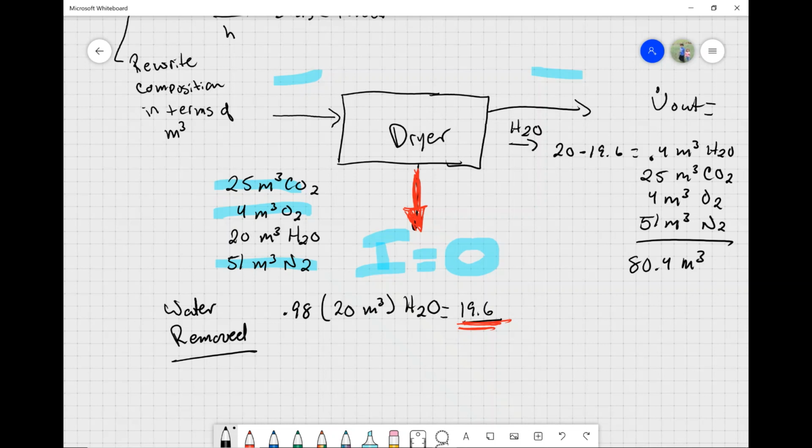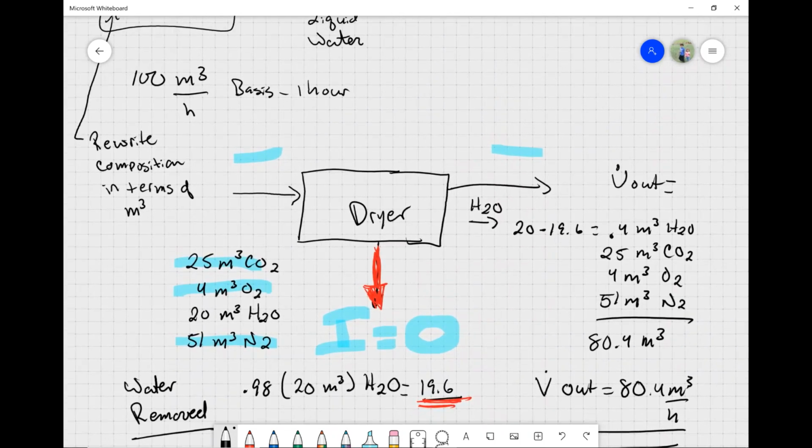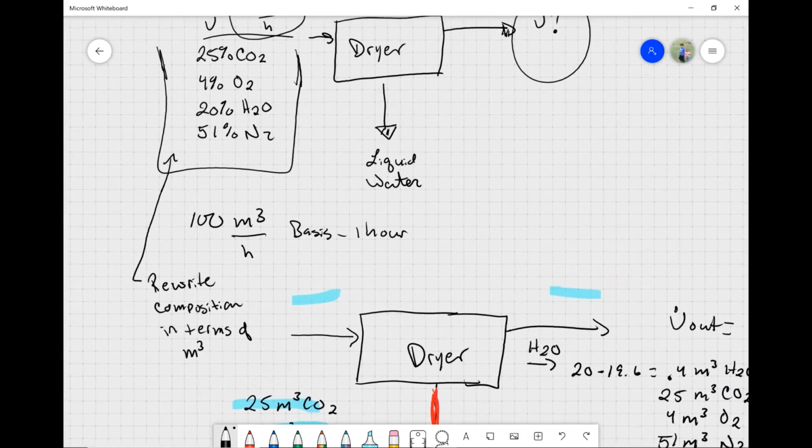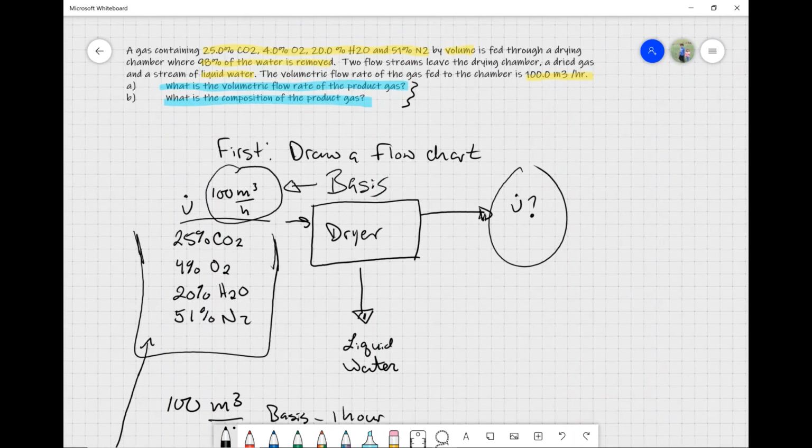And so that means V out is 80.4 cubic meters per hour. Okay? So the volumetric flow rate out is actually less than the volumetric flow rate coming in for the gas. The volume of this liquid water is a little bit tricky because it went from a gas to a liquid, so the volume is going to be different. So I can't really say what the actual volume of the liquid is. So let's go to part B, and that wasn't even the answer of the question anyway.